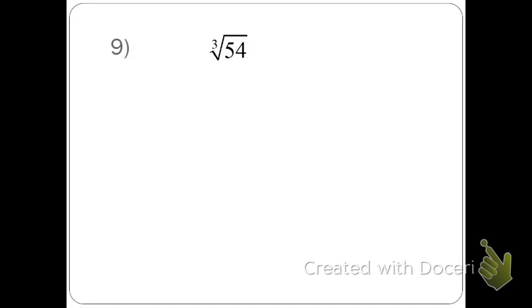Cube root of 54. What times what? 2 times... Ooh. Why am I oohing? I like the 27. Minachi, why do I like the 27? Because it's the perfect cube. Yeah, what's the cube root of 27, guys? 3. Don't know the cube root of 2, so I'm going to write cube root of 2.